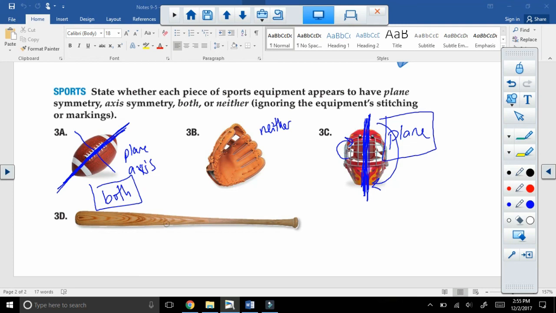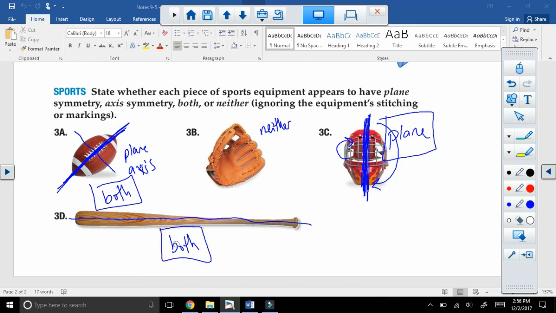And the baseball bat's a lot like the football. That would end up having both. There would only be one axis, and it would be here just like that lathe would spin. And it would have a lot of different planes, but it wouldn't be this way. The planes would cut through here. The reason I say there'd be a lot of them is because if you rotated that bat just a tad, you could have another plane. If you rotated around, you'd have another plane. So this one would have both.